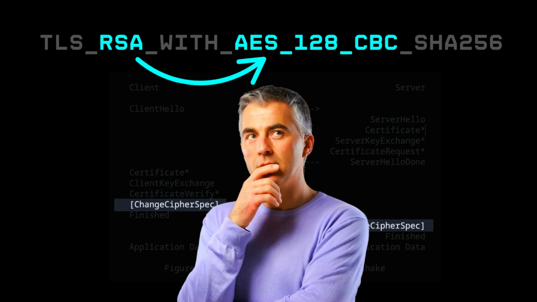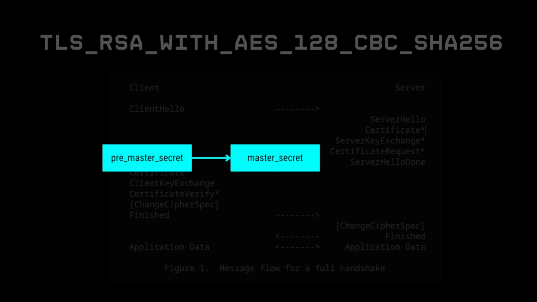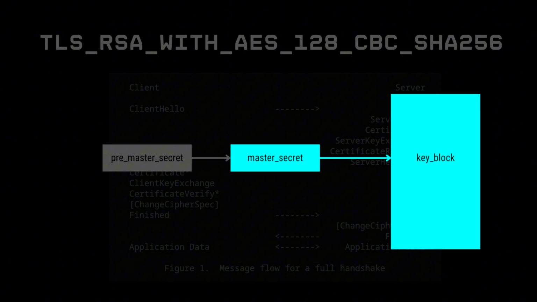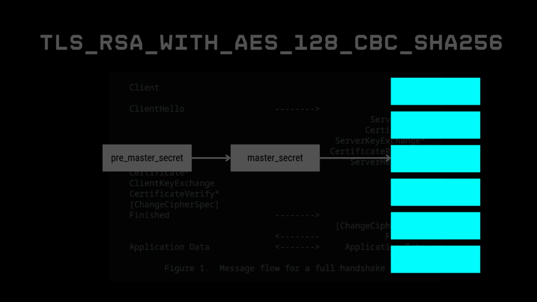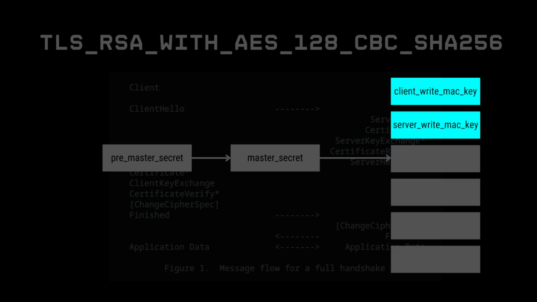But there is more happening behind the scenes. On the earlier slide, we know that the master secret is derived from the pre-master secret. The master secret is then expanded to a key block. The algorithm used is similar to how the master secret was derived, but the only difference is the label used. Once the key block is derived, it will be broken down into 6 separate keys. The first 2 will be the client and server write MAC keys.